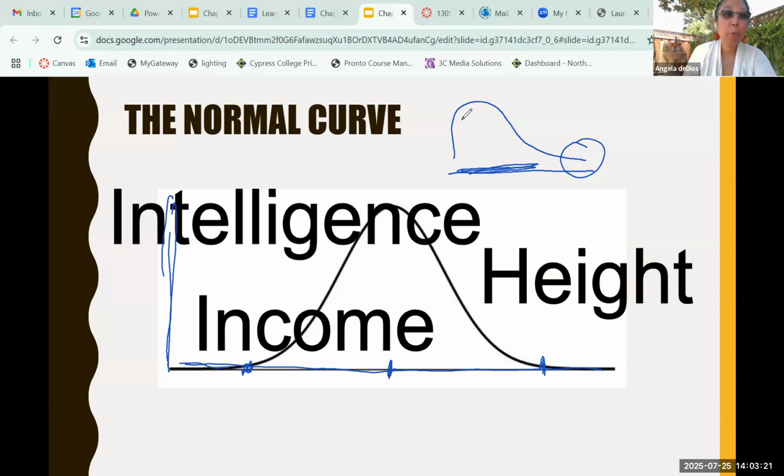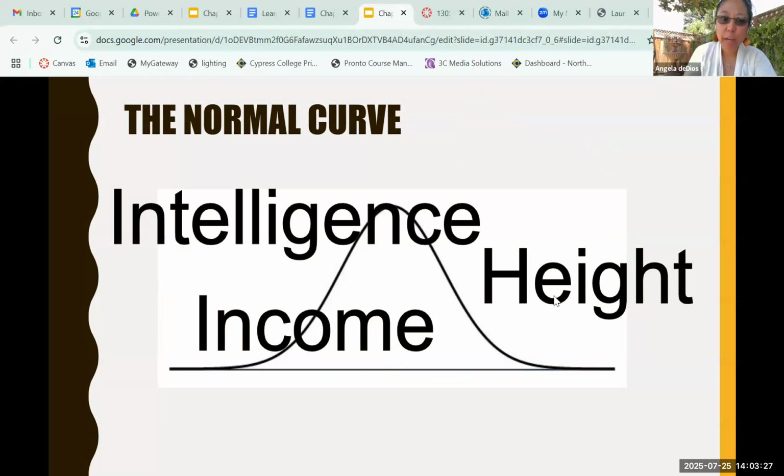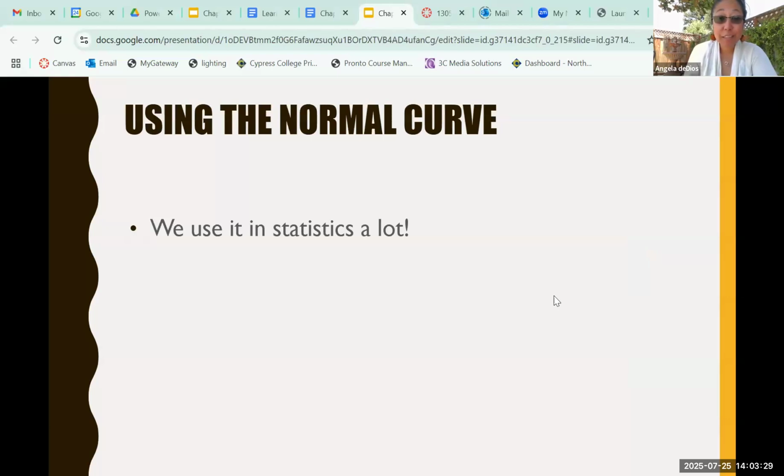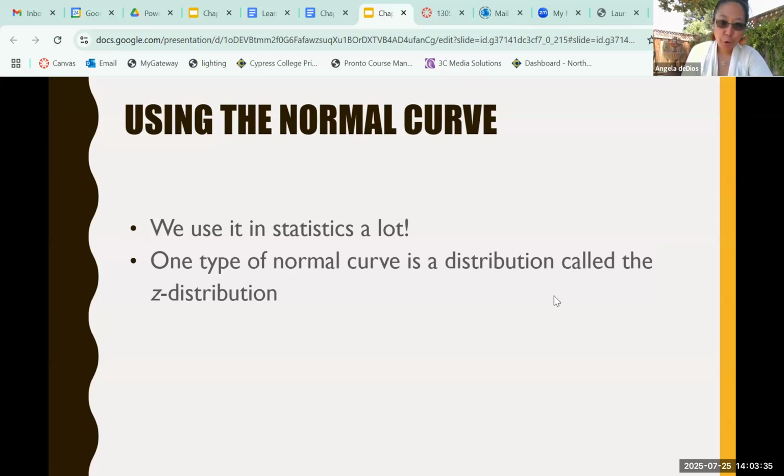So when we look at the normal distribution, why is it important for us, right? We use it in statistics a lot, and you're going to see that moving from here forward. One type of normal curve is a distribution called the z distribution, and that's what we're going to start our discussion with today.